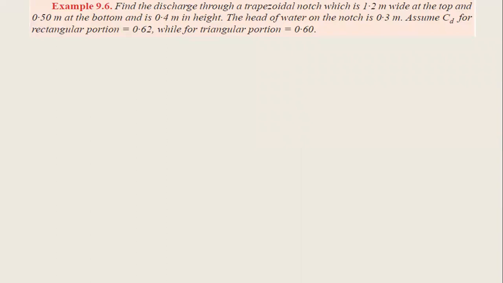Okay, so the question is, find the discharge through a trapezoidal notch which is 1.2 meter wide at the top and 0.5 meter at the bottom and is 0.4 meter in height. The head of water on the notch is 0.3 meter. Assume coefficient of discharge for rectangular portion is 0.62, while for triangular portion it is 0.60.